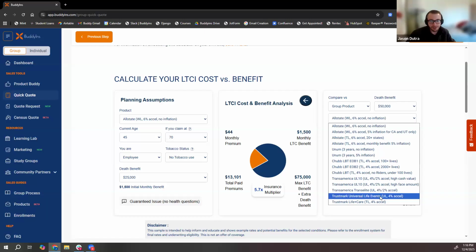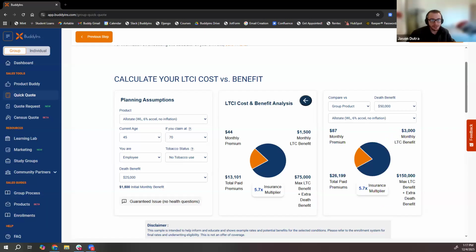And then we have Trustmark's Universal Life Events, their flagship UL product, and their Life Plus Care, which is their term life product. So we have a number of plan designs here. And Mark, before we go into some of what I think are the most illuminating comps, anything to share on this? Yeah, I want to kind of give a bigger picture remark.